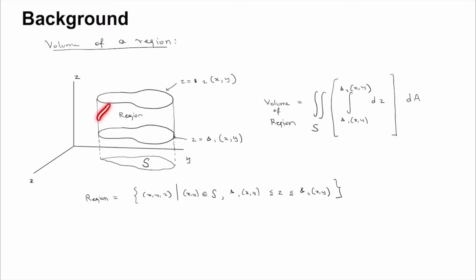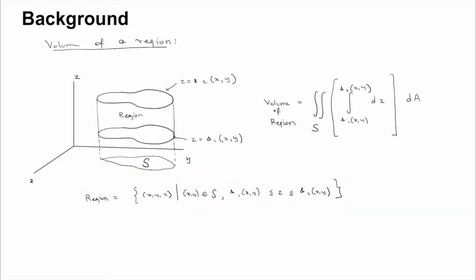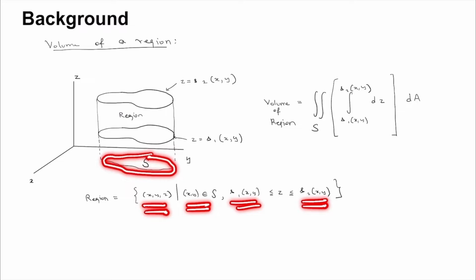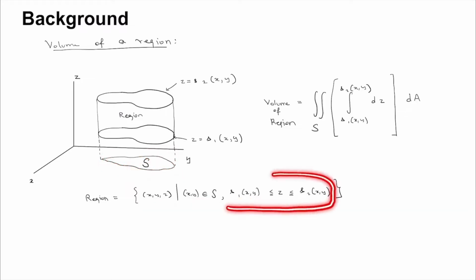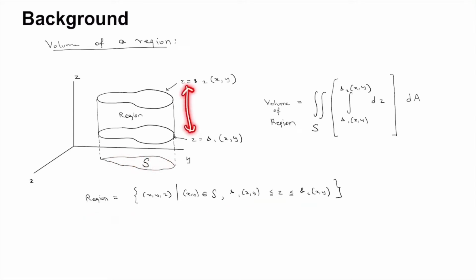Let's say you have this region described in set builder notation, where you have two surfaces and you want to find all the points x, y, and z such that x and y belong to this shadow and z is bounded by these two surfaces. So you want to find the volume of a region described like this. X and y will range over this shadow and z will be bounded between the two surfaces. To find the volume, you have to do a triple integral dV.